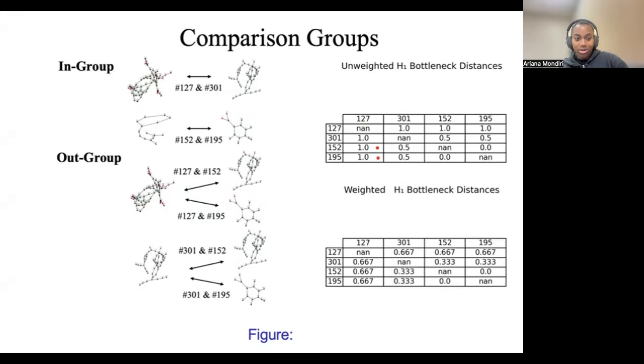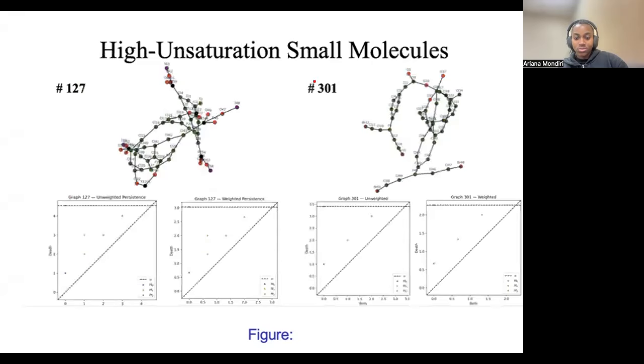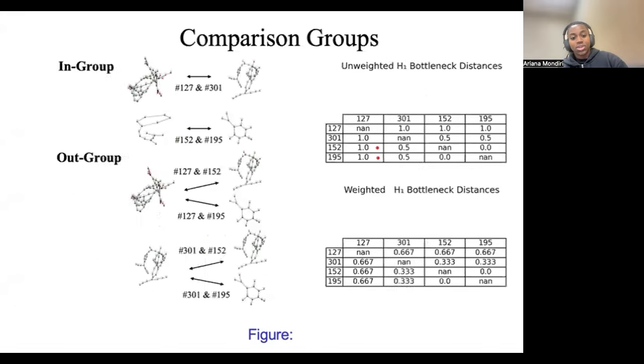And when we compare molecule 127 to the molecule 301, we can also expect a higher bottleneck distance, because even if they both have a complex structure, if you look at the diagrams, you can obviously see that there's a difference. Here you have 5 features, and here you have 3. And looking at the bottleneck distance, 127 and 301, the bottleneck distance is also 1.